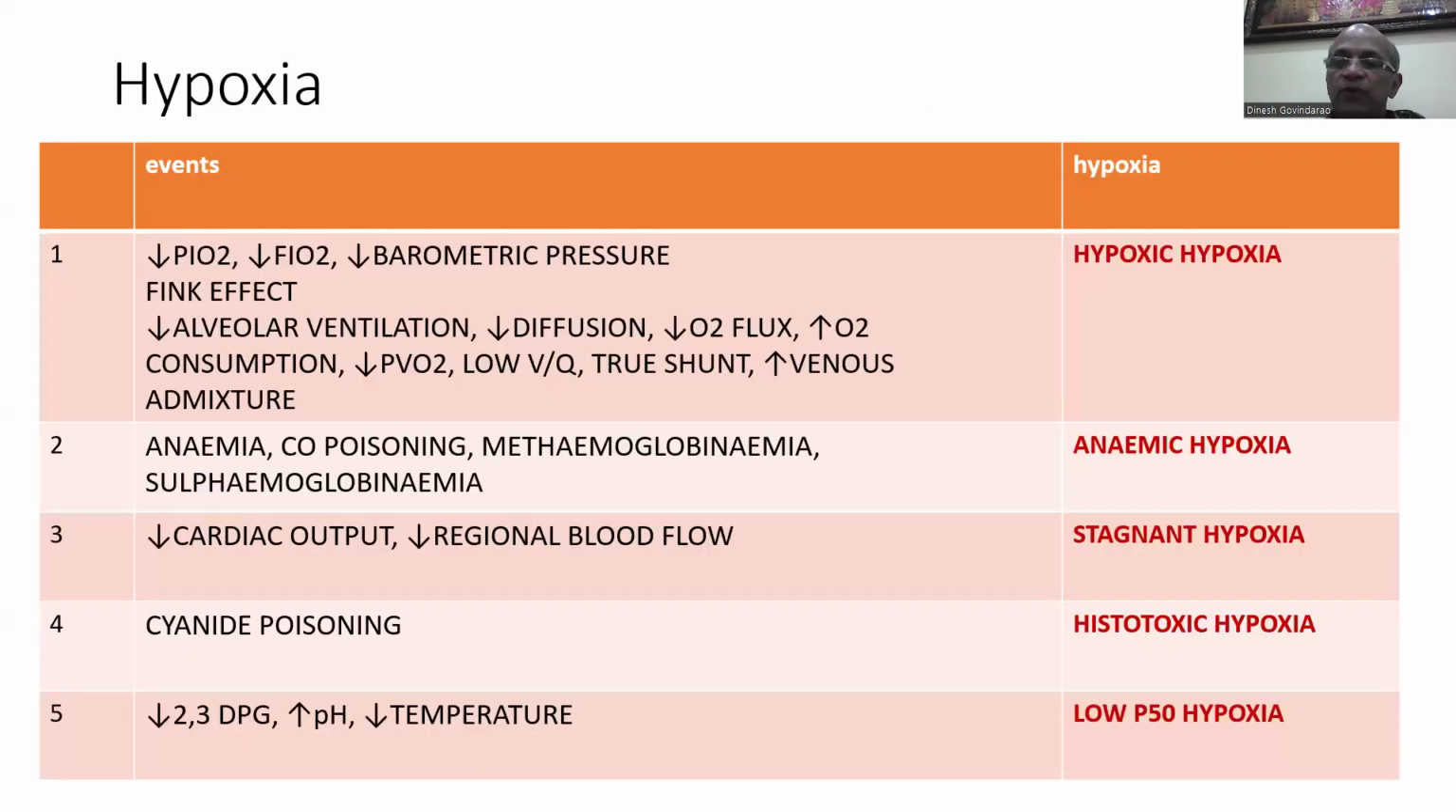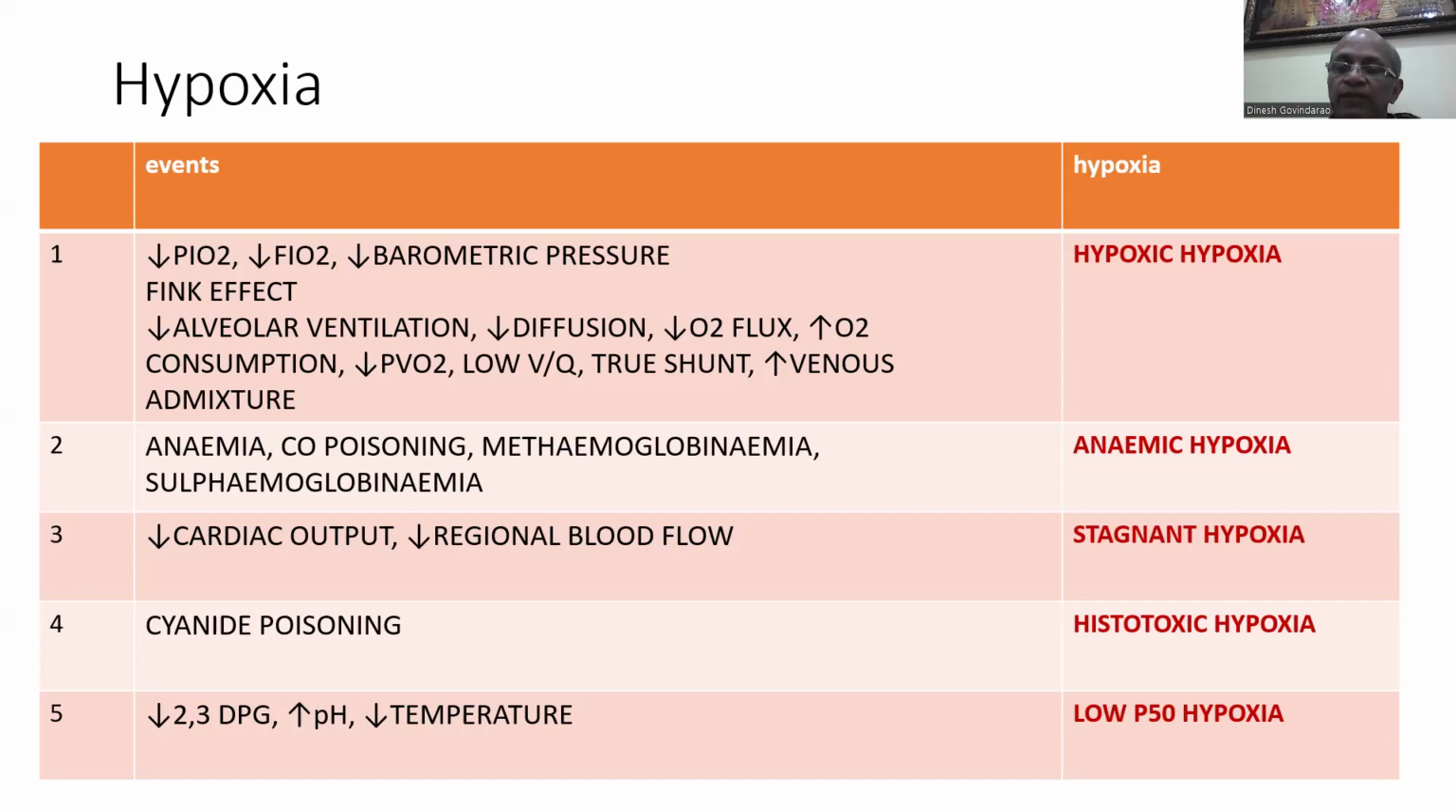Thus, the oxygen transport physiology we have seen so far can explain the different types of hypoxia. The changes in the inspired oxygen partial pressure, the inspired oxygen fractional concentration, the changes in barometric pressure, alveolar ventilation, diffusion, and the oxygen flux venous admixture can explain the hypoxic hypoxia, where the oxygen delivered to the lungs itself is lower. In anemic hypoxia, either the oxygen carrying capacity is reduced because of anemia or because of carbon monoxide poisoning or different forms of hemoglobin in the blood.